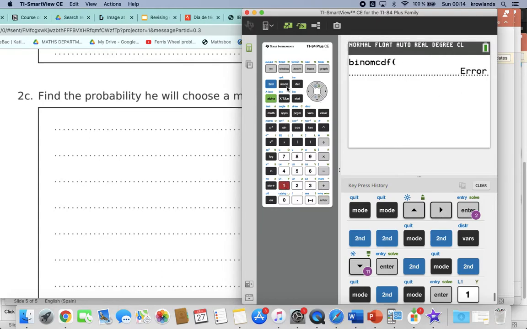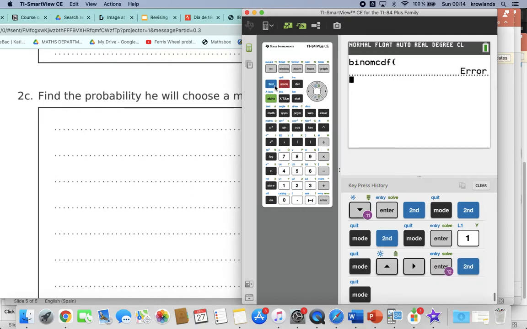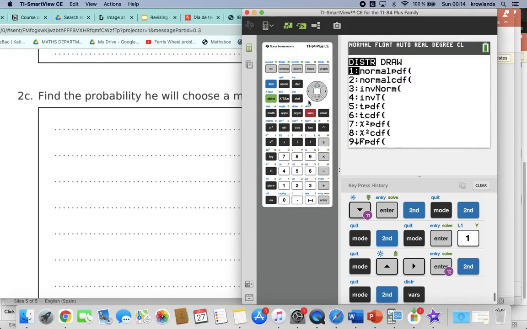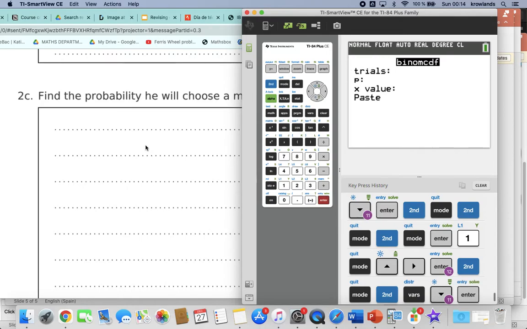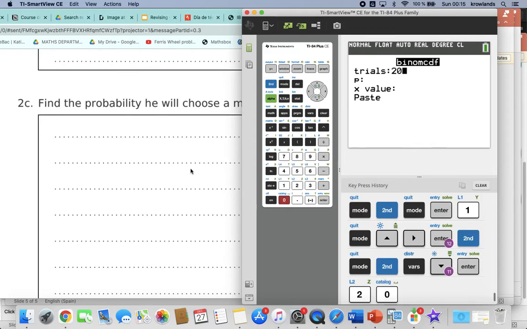For some reason, my mode seems to be switching between what I want, as I really like the classic, but it doesn't seem to be lining up with this app online. So let's cross our fingers and hope it's going to happen now. Going down to part B. Excellent. So the number of trials. Trials is still the same, 20.